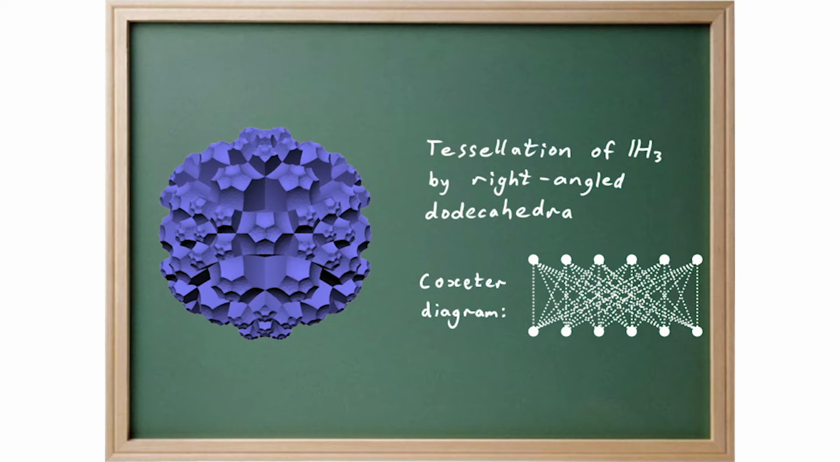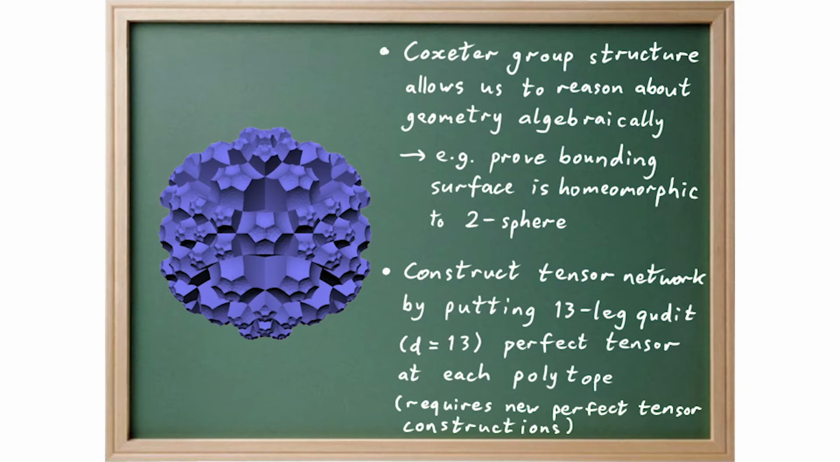So for example, we use this to prove that the bounding surface of a finite portion of this tessellation is homeomorphic to a two-sphere. And now what we do to construct our holographic code is we put a tensor at the center of each of these dodecahedra, connect it by legs to all of the 12 neighboring dodecahedra, plus a 13th leg that's coming out, that's our bulk qubit, and then we connect them all together in a network, and we get something that's the analog of the happy code in higher dimensions.